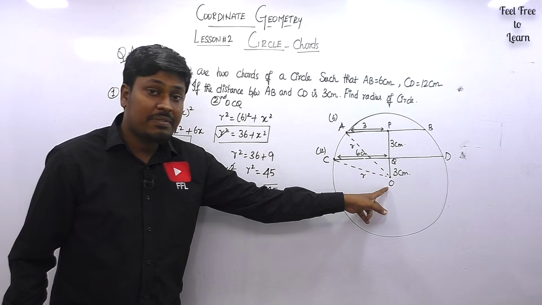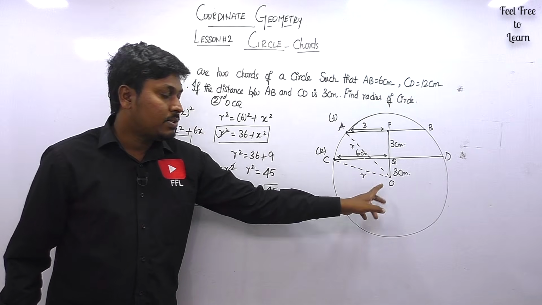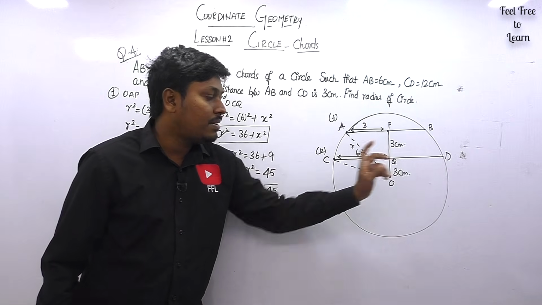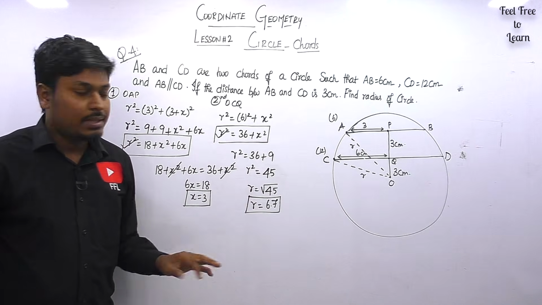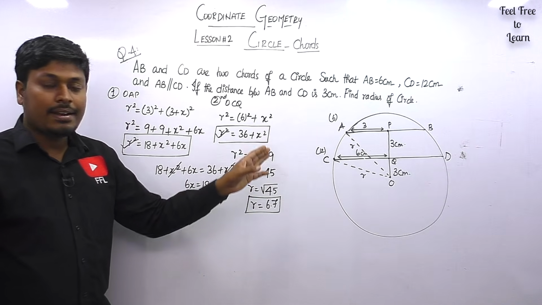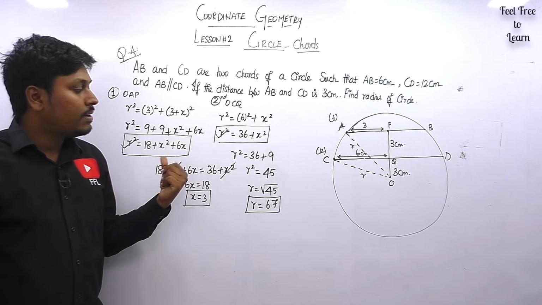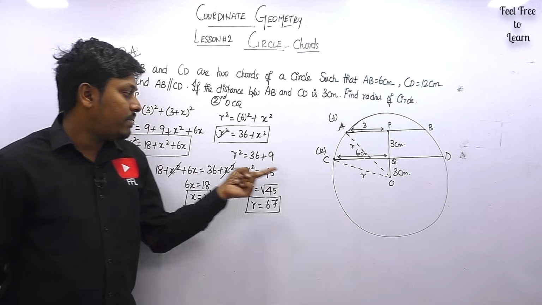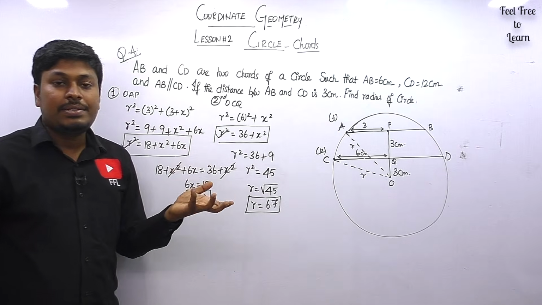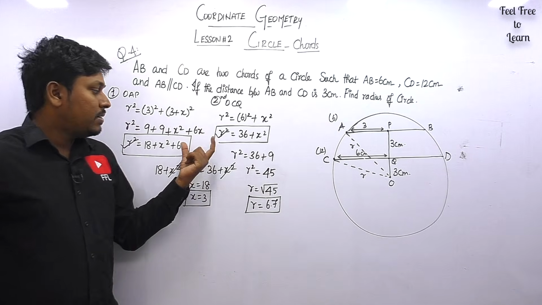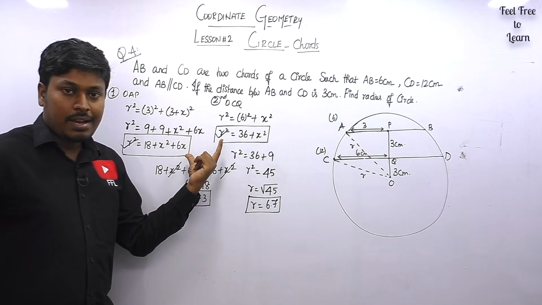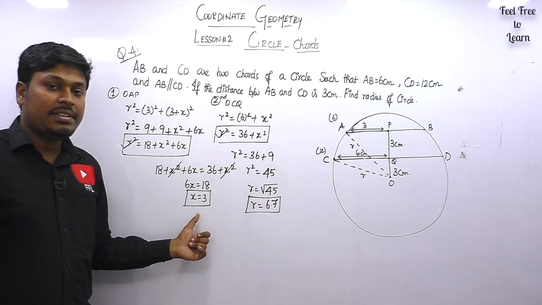So initially they have given the distance between both the chords is 3 centimeter, but we don't know what is the distance between the first chord from the center point. So what we initially did, we fixed the value of X as O to Q, and after that by using a first right angle triangle we found what is R square, and by using a second right angle triangle we found another R square. So radius will always be common for a circle, so we equate both the equations, and finally we got the value of X is 3 centimeter.